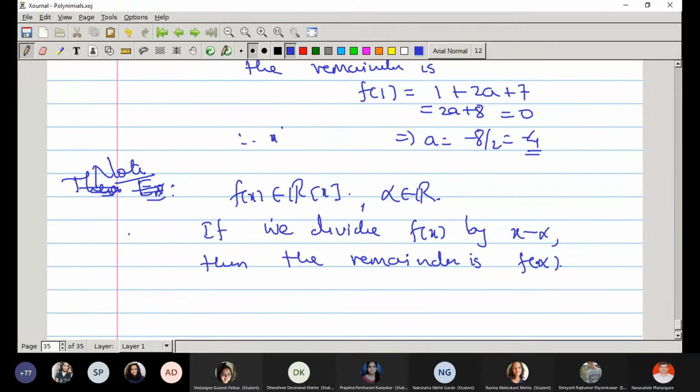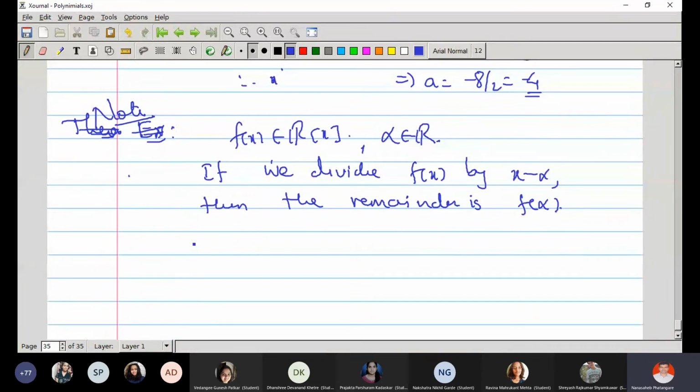Fine. Now on top of that, if alpha is a root of f of x, what is alpha? Let us first define what is the root of a polynomial.